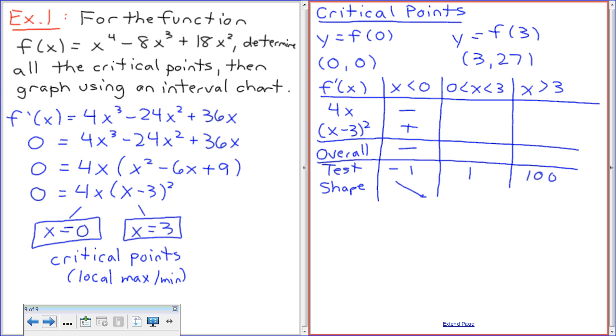4 times 1 is positive. And 1 minus 3 squared is also positive because it's squared. Good. So the overall result is? Positive. Good. What does a positive graph look like? Going up. Okay. Matt, 4 times 100 is? 100 minus 3 squared is?